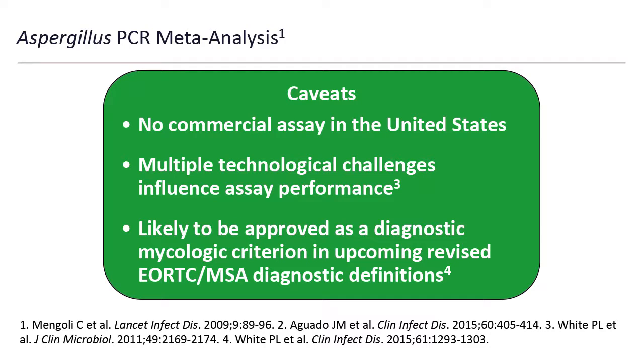But we think that the state of what we know about these and the performance characteristics is enough that in the EORTC MSG guidelines that are being revised, it's likely that the group will decide that there is sufficient evidence to accept this as a criterion alongside Galactomannan and beta-glucan.